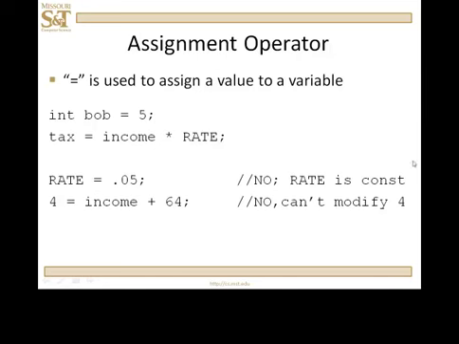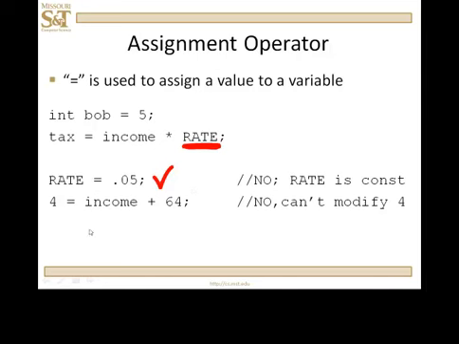In the second example here, we have a typical assignment. Tax is equal to income times rate. If we take rate to be declared as a const, as indicated by the uppercase alpha characters, then in the third example, this would be illegal. Rate is assigned 0.05. No, the compiler will not allow that because you're trying to modify a constant. So declared as a constant, we assume.